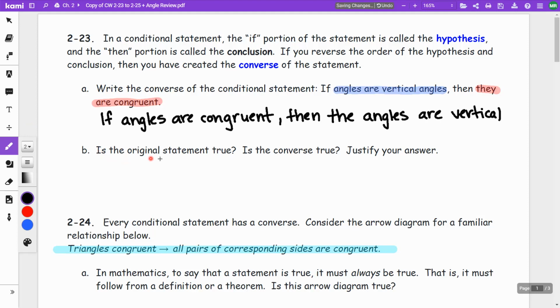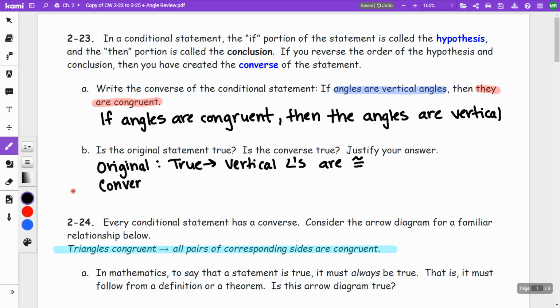Now it's asking us, is the original statement true or false? The original statement, if angles are vertical, then the angles are congruent. So the original statement is true. Vertical angles are congruent. Then they ask, is the converse true? So if angles are congruent, does that mean that they have to be vertical? And that is false.